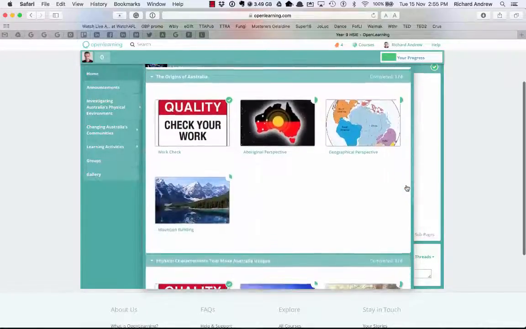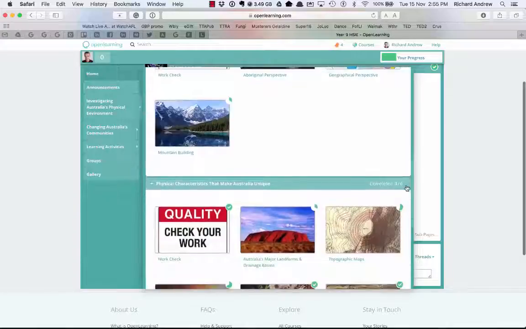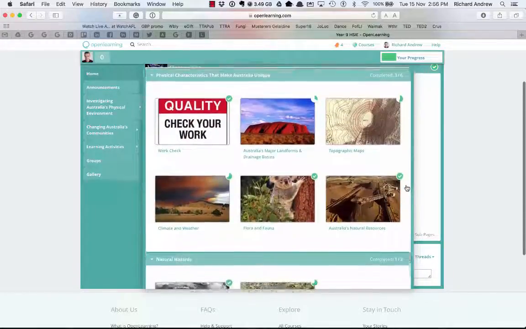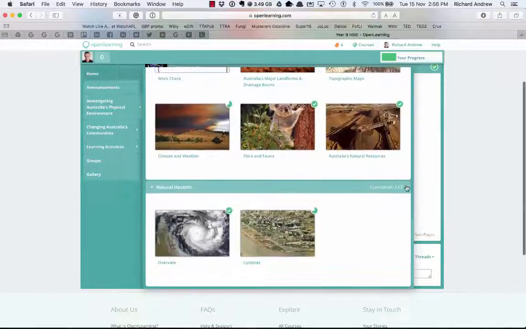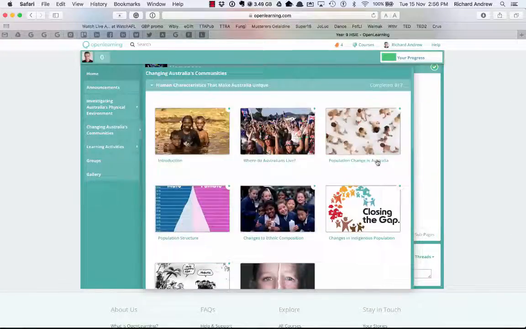So I thank Andrew very much for putting this unit together. I've really enjoyed my time learning about open learning, and it's definitely changed the way I'm teaching. And I continue to evolve as a teacher.